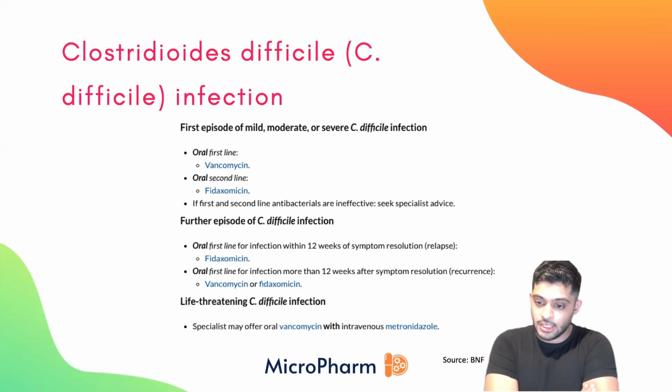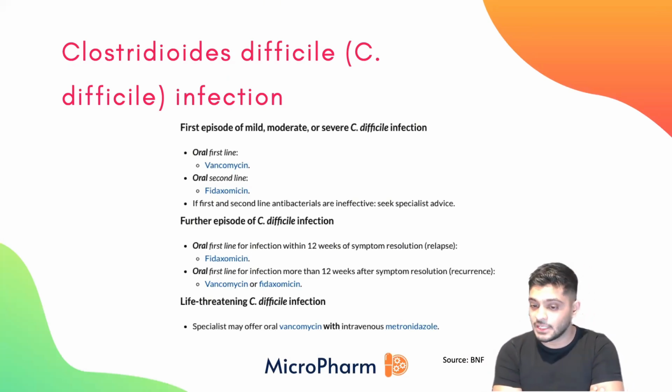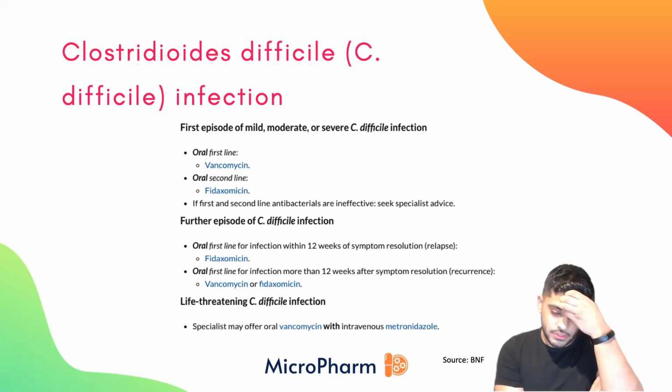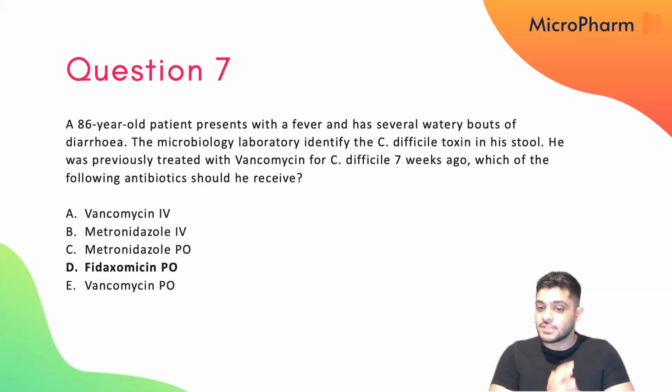Now, the difference here is this is a patient's further episode. They've already had an episode of C. diff, managed for C. diff 7 weeks ago. So then the question is, if it's a further episode, is it within 12 weeks? So you would consider that a relapse of the initial infection. Or is it after 12 weeks, where you say this is a recurrence and this is not a relapse of that initial infection? Therefore, if it's a recurrence, if it's after 12 weeks, you can give vancomycin or fidaxomicin. With this question in particular, it's after 7 weeks, so it's within 12 weeks. And therefore, your other option is fidaxomicin orally.